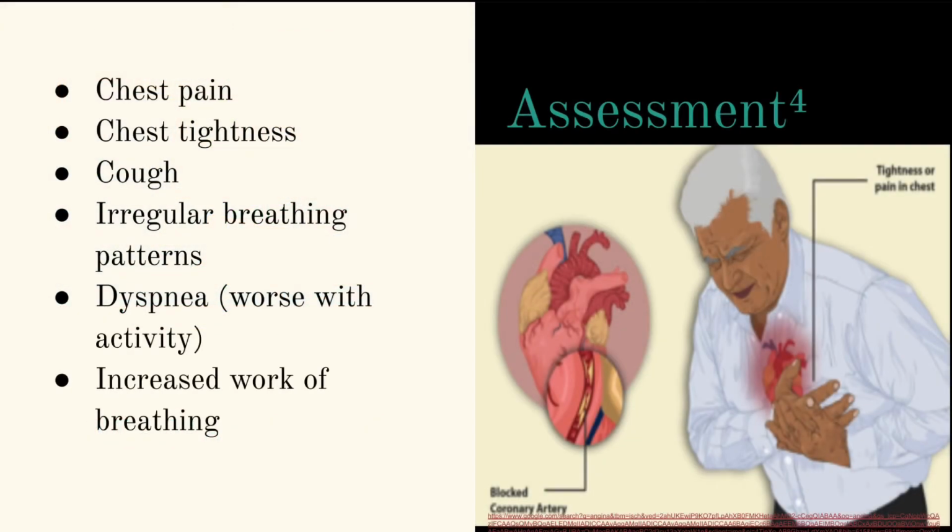Because these diseases affect the lungs, the patients may present with chest pains or tightness, a cough, irregular breathing patterns, dyspnea, or a noticeable increase in the work of breathing. These symptoms, however, may vary depending on the type and severity of the disease. When auscultating the lungs, you may hear abnormal sounds such as rhonchi, crackles, wheezing, or even stridor.